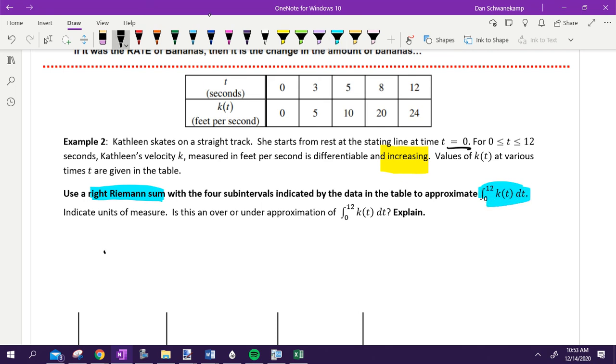Okay, so that's what we're doing. We are approximating that integral. This is an integral from 0 to 12, K of t dt. We're going to approximate it. We're finding the area under the curve using a right Riemann sum. We're doing 4 subintervals. How many numbers did they give me? 5, which is exactly what you want. If you're doing 4 subintervals, you need 5 numbers. If you want to do 5 subintervals, you need 6 numbers.